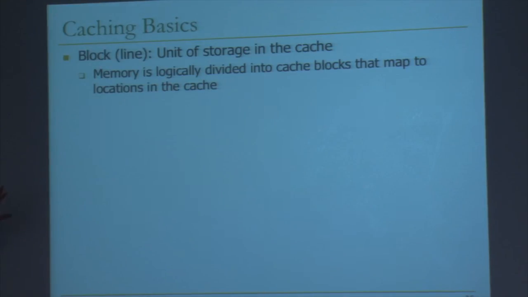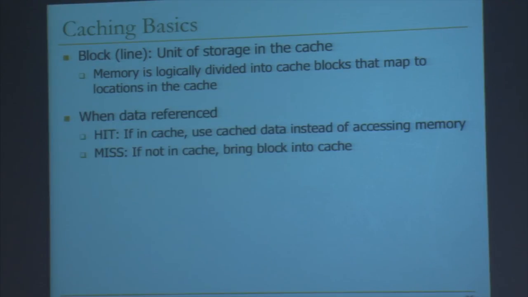So let me give you some terminology so that everyone is on the same page. A block or a line, the same thing, is the unit of storage in the cache. This could consist of many bytes, actually. Memory is logically divided into cache blocks that map to locations in the cache. The flexibility with which those memory blocks map to locations in the cache determines how efficient your caching could be. We'll talk about that soon.